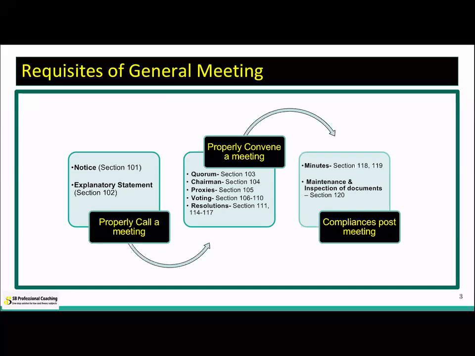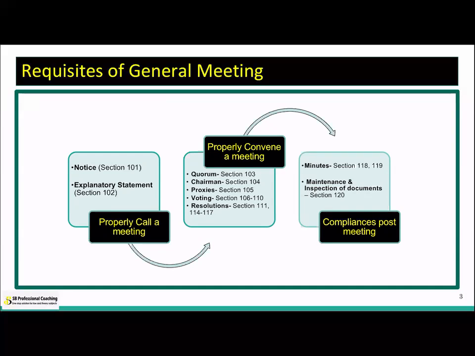And the last phase is after the meeting, where some compliances have to be done, like the minutes book. A minutes book has to be maintained by the company. All the proceedings of the meeting have to be recorded in the minutes book. And maintenance and inspection of documents is also a part of compliances post meeting.